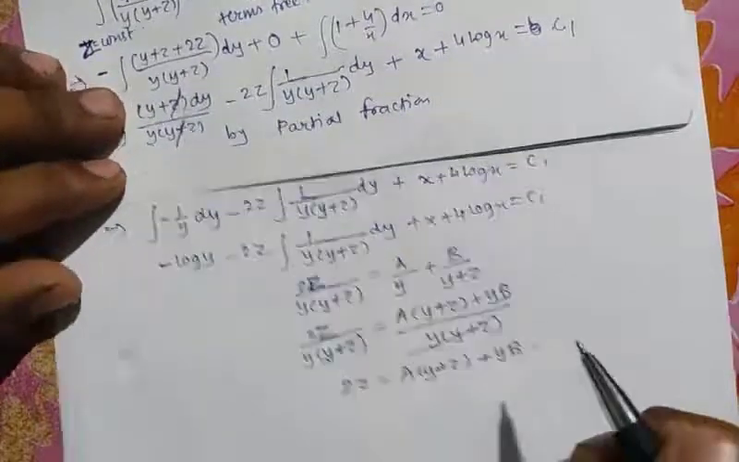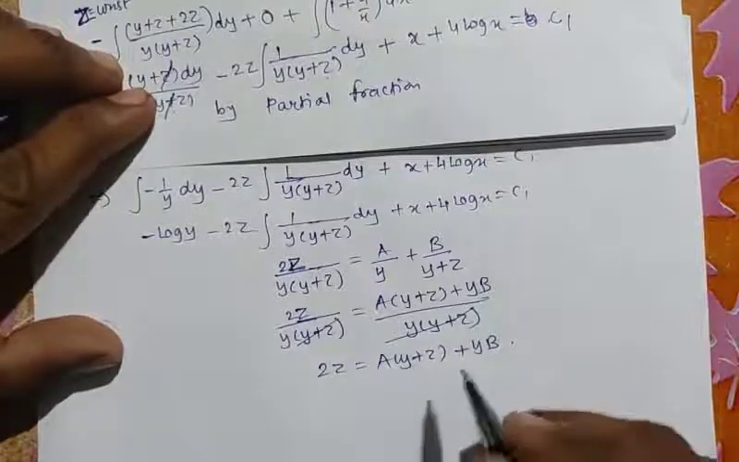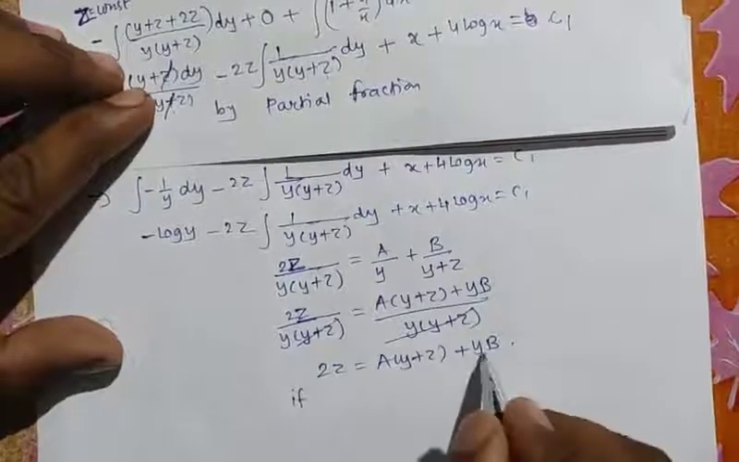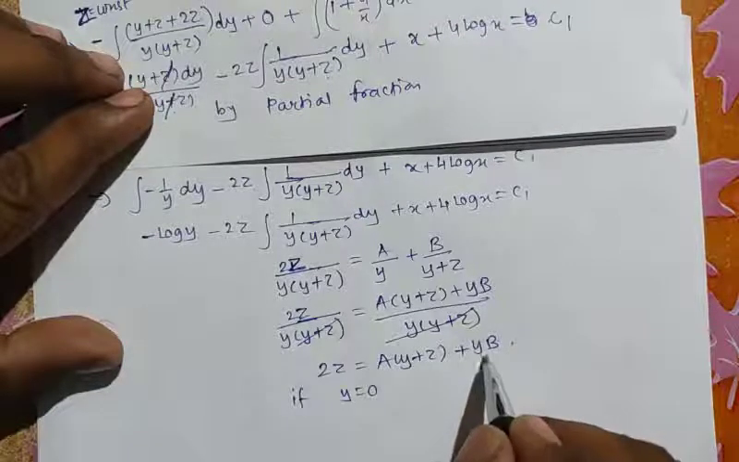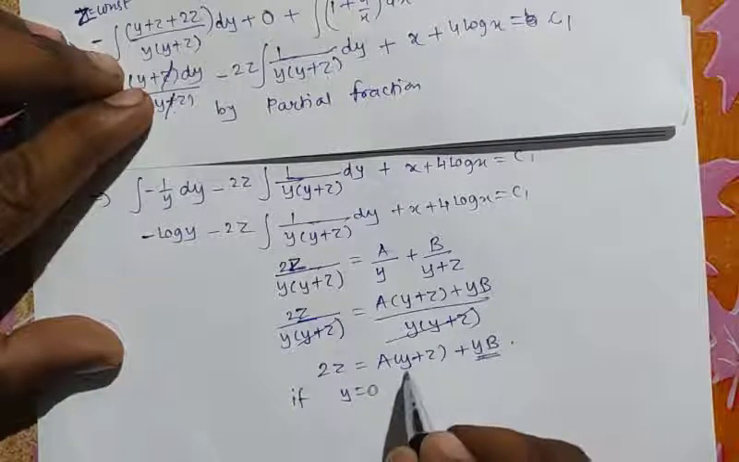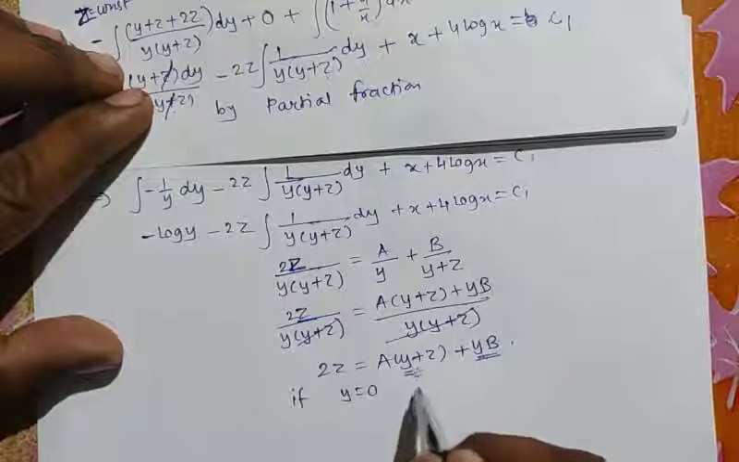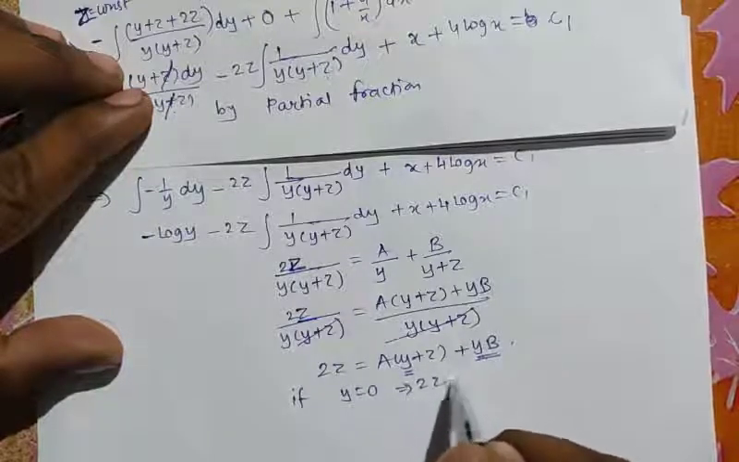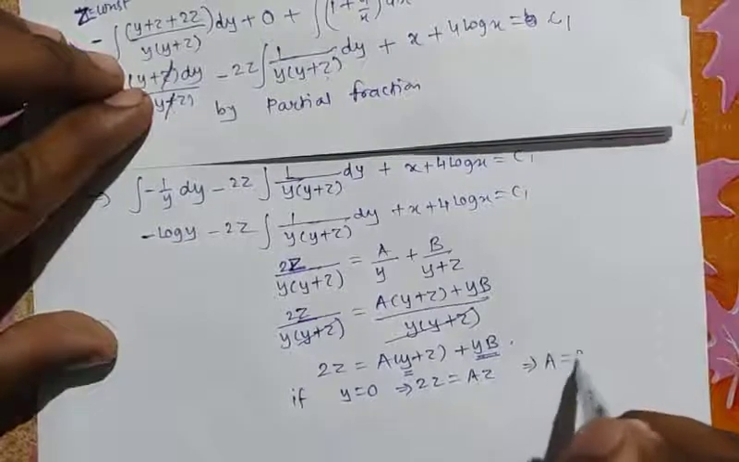Okay, so substitute the values of y. If the value of y is 0, then the coefficient of B will be 0. Therefore twice z is equal to A into z. So z gets cancelled, and the value of A will be 2.